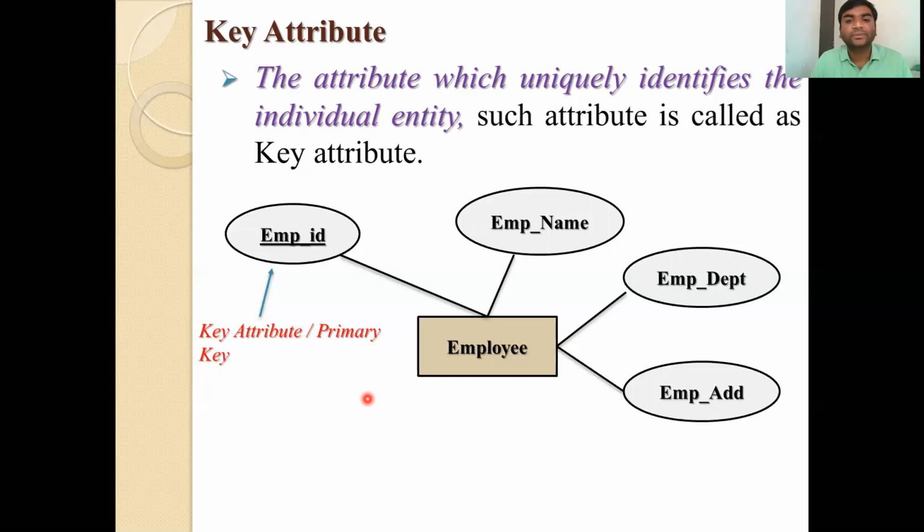After that we saw the diagrammatic convention: what symbols are used for drawing the ER diagram. After that we discussed the types of attribute. There are four important types of attribute. First is simple and composite attributes. Second is single-value and multi-value attributes. Third is the derived attribute. And last and most important is the key attribute, which is also known as the primary key.